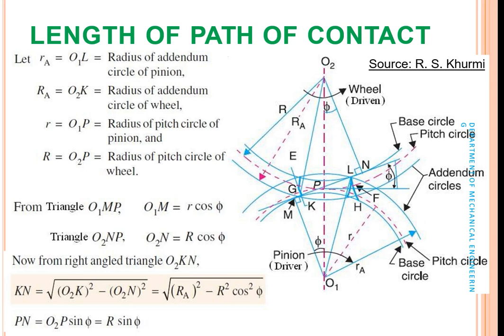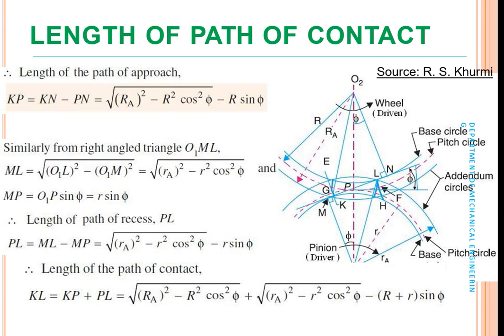To calculate the length of path of contact, this diagram is considered with respect to the radii and the pressure angle. Small r and capital R are two values considered. Small r is the radius of the addendum circle on the pinion, and capital R is the pitch radius of the wheel. Like this, you consider both. For that, you apply the right angle triangle and calculate the length of path of contact. The equation is: root of (RA square minus R square cos square phi) plus root of (ra square minus r square cos square phi) minus (R plus r) sin phi.